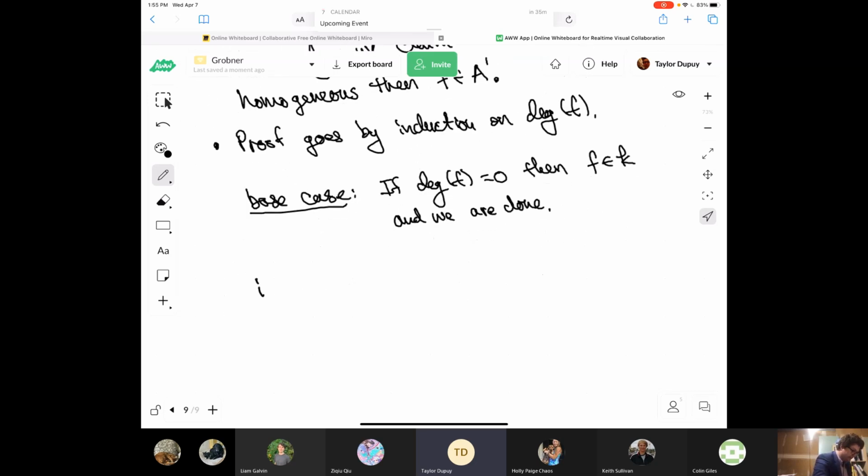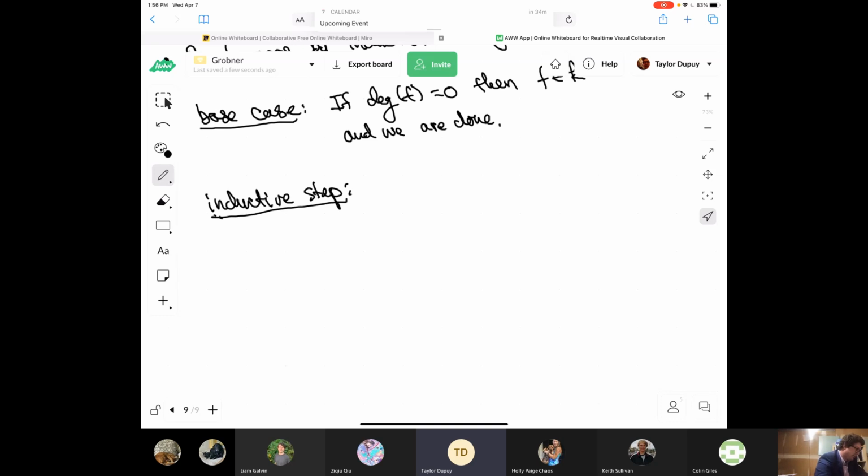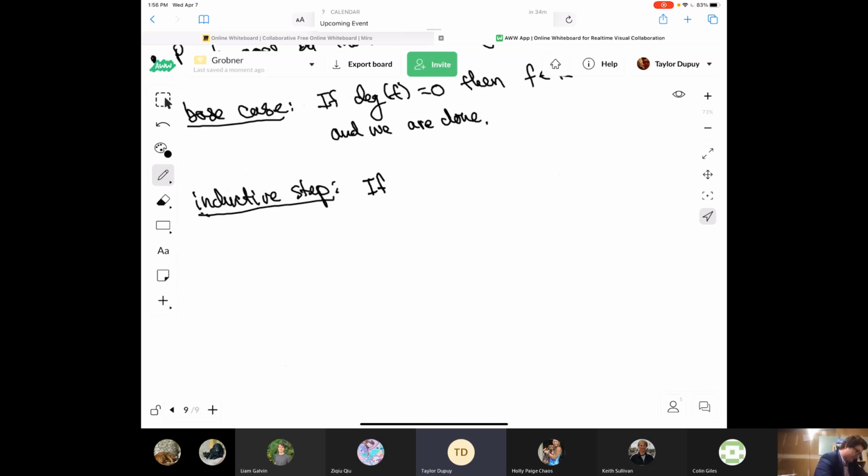Now we'll do the inductive step. We suppose that homogeneous polynomials which are invariant, with degree less than the degree of f, are contained in A prime. If the degree of f is greater than 0, then f is an element of IA.